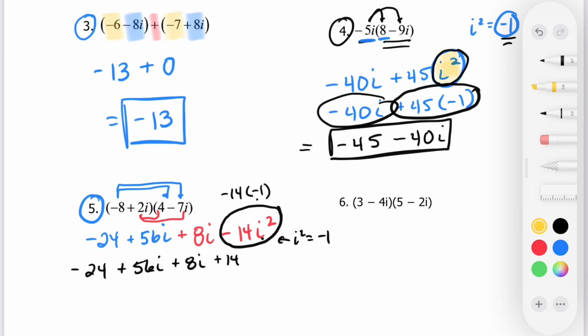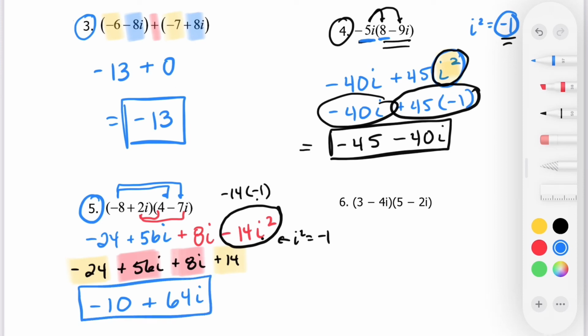So again, now we're going to go through and combine our real parts together. So we add negative 24 and 14, we get negative 10. And then we're going to combine the imaginary parts. So 56i and 8i, that gives us positive 64i. And this is in the proper form because we have the real part first, followed by the imaginary part. So it looks like we are good to go.